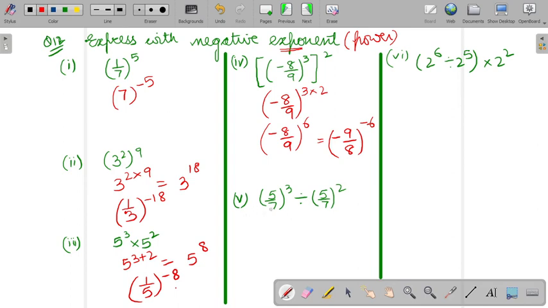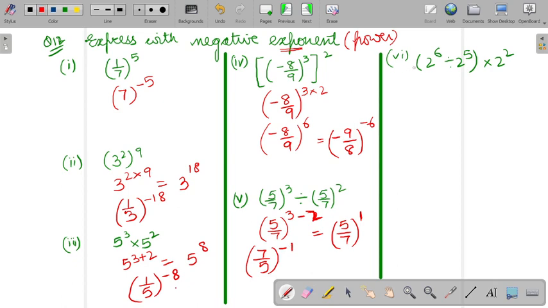In fifth part, bases are same and it is in division form. So what should be first step? You will write 5 by 7 first power minus second power. So 3 minus 2. So it will be 5 by 7 power 1. Now how will you write this part in negative exponent? Reciprocal the base. So it will become 7 by 5 and the power will become negative.